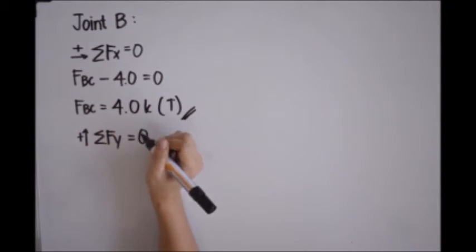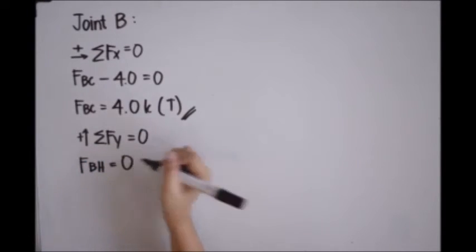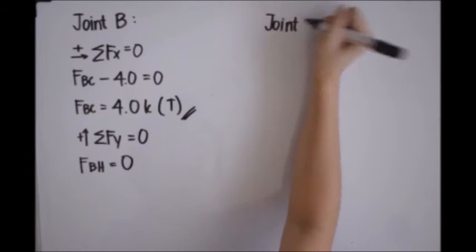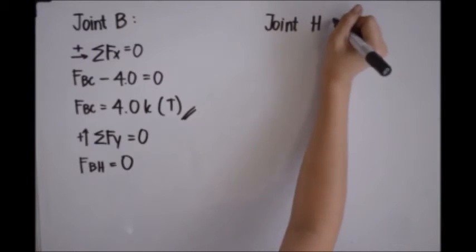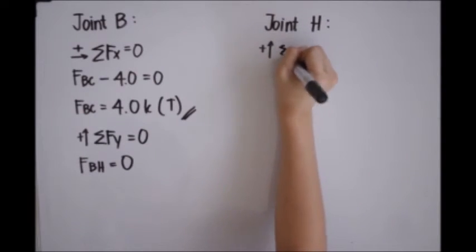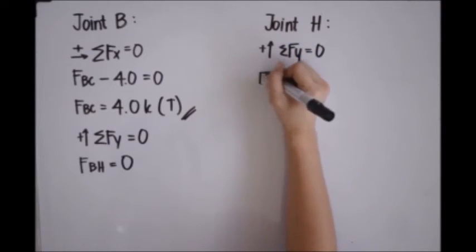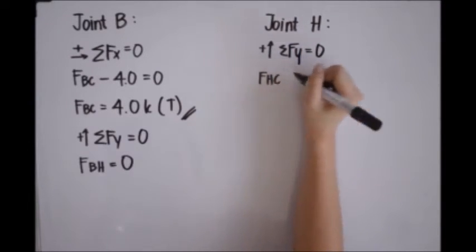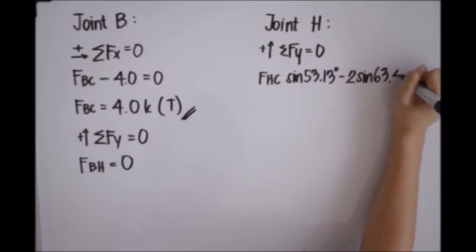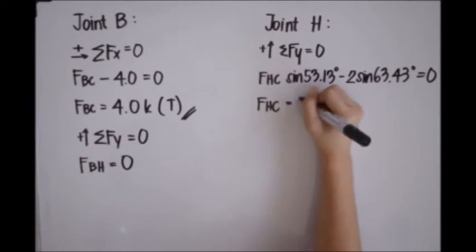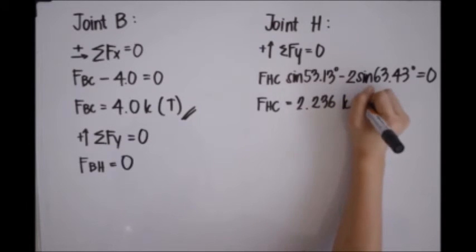And summation of f of y is equals to 0. So, ang FBH natin is equals to 0. Then, isolate joint H. Summation of f of y is equals to 0. F of HC times sine 53.13 minus 2 sine 63.43 is equals to 0. So, FHC natin will be 2.236K, which is in compression.